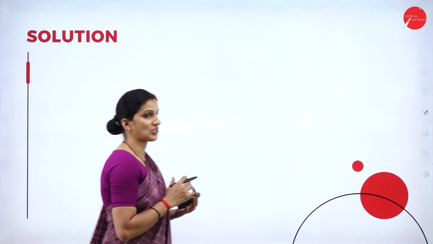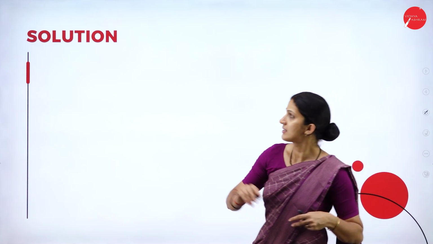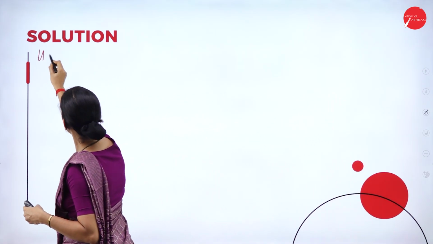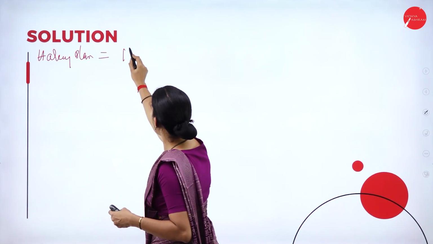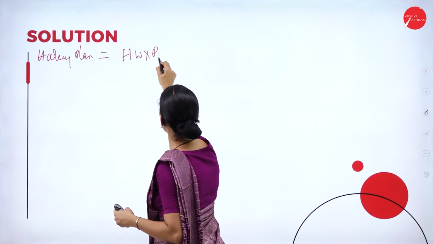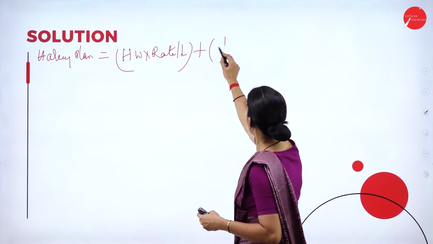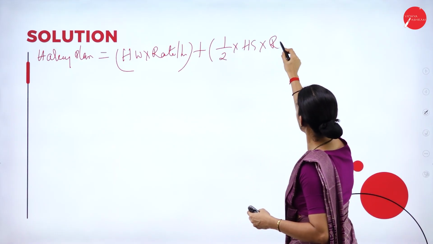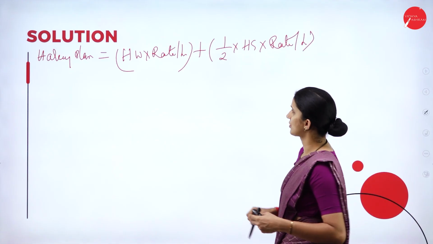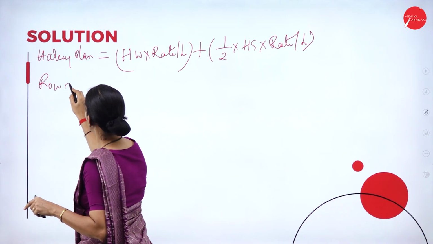First, when you solve the questions or go for the solution, you write the formulas under both methods, Halsey's and Rowan's. Under Halsey's plan, your formula is hours worked into rate per hour plus half of time saved, that is hours saved, into rate per hour. Alright, so this is under Halsey's plan. And then again we will write what is under Rowan's plan.